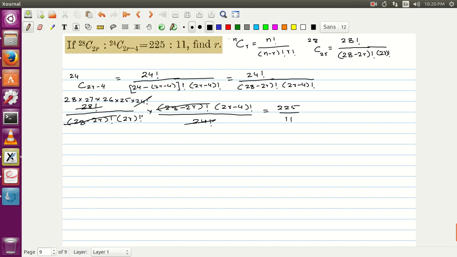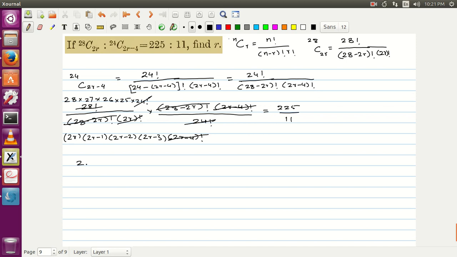Similarly, this 2r factorial can be written as 2r times (2r minus 1) times (2r minus 2) times (2r minus 3) times (2r minus 4) factorial, right? So now this (2r minus 4) factorial can be cancelled from here. After all these simplifications, I suggest that you do it in the notebook by yourself also, if it is looking too confusing here. But if you do it by yourself, you will know what I am doing, right?